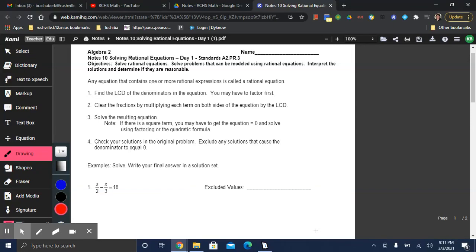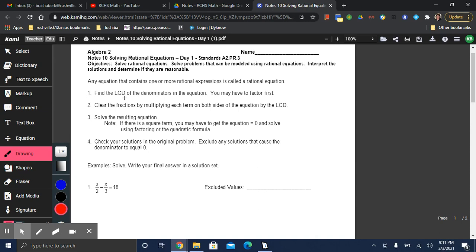Hello, students. Today we'll be working on your Notes 10. We're going to be solving rational equations. Rational means fractions, so equations that have fractions in them. And so, as with any time you work with fractions, you often have to find the least common denominator.